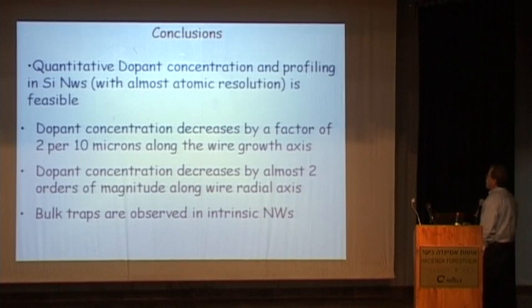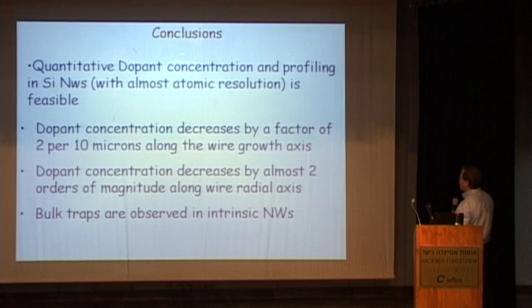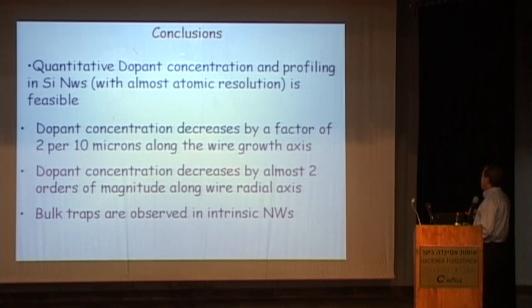Okay, this is it. So what I've shown you is a few things. First, that KPFM can be used to obtain quantitative dopant concentration in silicon nanowires, both the concentration and the distribution of the dopants. We have seen that the dopant concentration decreases by a factor of 2 along the wire, so this is not a severe phenomenon. So a factor of 2 for 10 microns length. But in the radial direction, across the radius of the nanowire, there is a huge drop in concentration, almost 2 orders of magnitude along 20 or 30 nanometers.